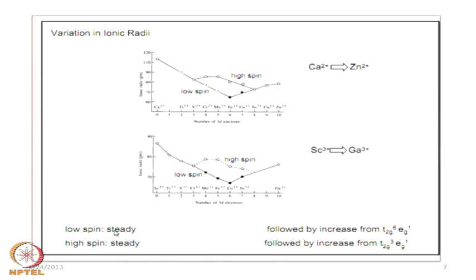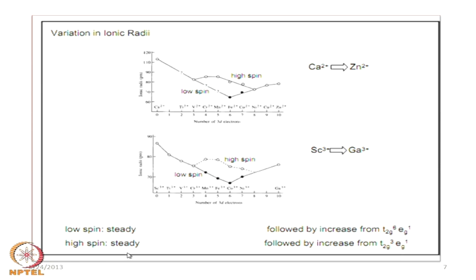So, for the low spin case there is a steady decrease up to the corresponding configuration of t2g6, and after that we increase from t2g6 to eg1. That means the next one is nickel 3 plus, which is d7, and the copper one, also in the plus 3 oxidation state.